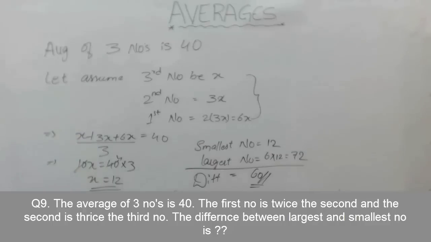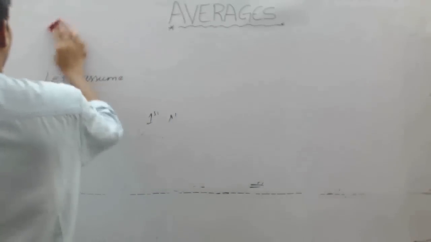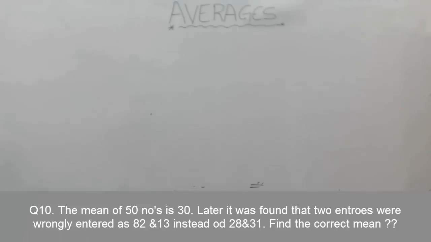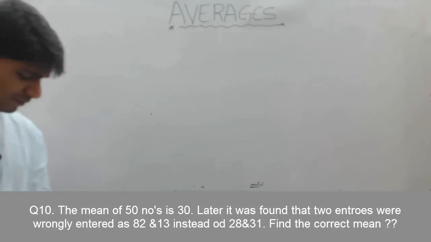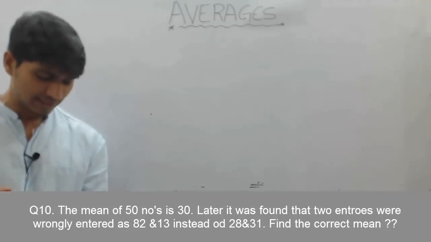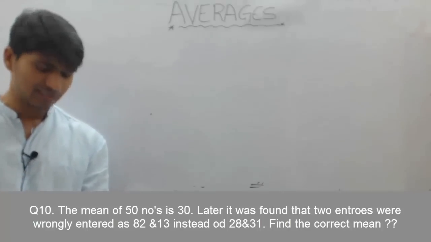So the next question is, the mean of 50 numbers is 30. That means the average of 50 numbers is 30. Later it was discovered that two entries were wrongly entered as 82 and 30 instead of 28 and 31. Then find the correct mean.